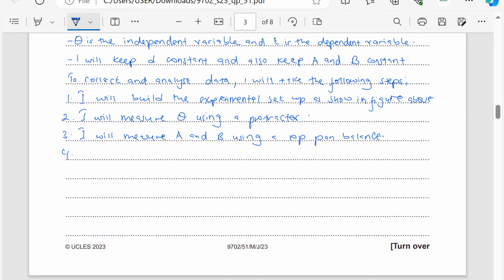So now I have to put the cube and the cylinder onto the plane. I will hold the cube, place the cube on the plane, and hold it using a set square.